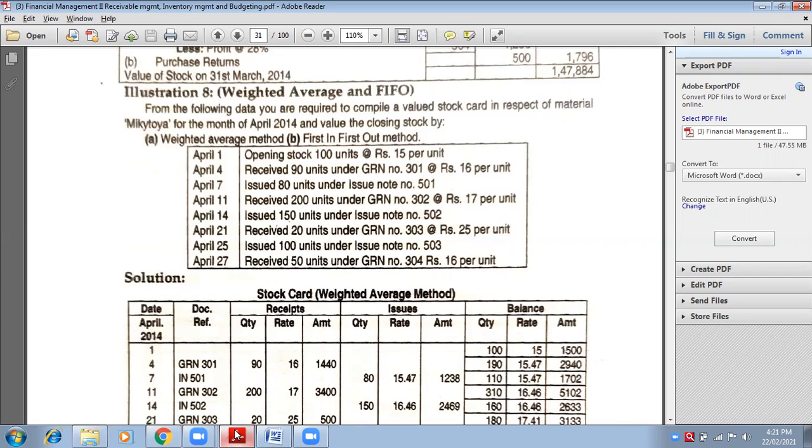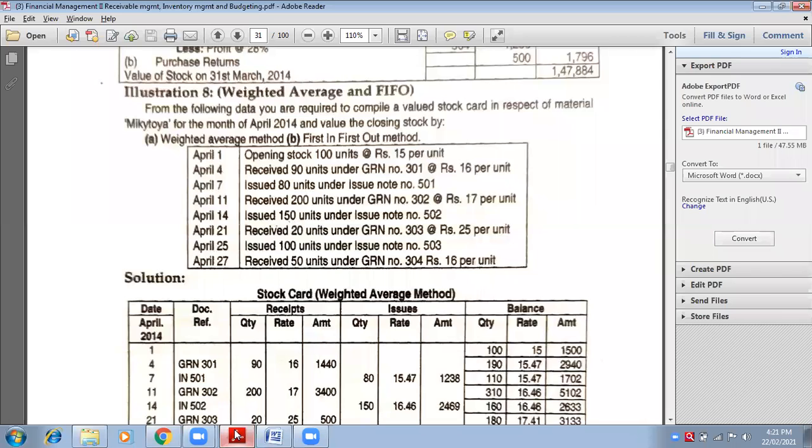So what will be your balance column? First, what we will write? Ma'am, 160 units. The balance of the earlier date. So what was there on the earlier date? 160 units, 17 rate, and what is the amount? 2720, ma'am. Yes, just copy down.